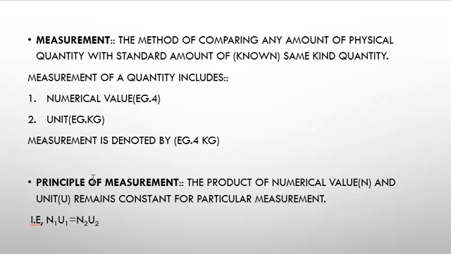What is the principle of measurement? The principle of measurement is defined as: the product of the numerical value and the unit remains constant for a particular measurement. When you measure some quantity in any system, the product of the numerical value and the unit remains constant.